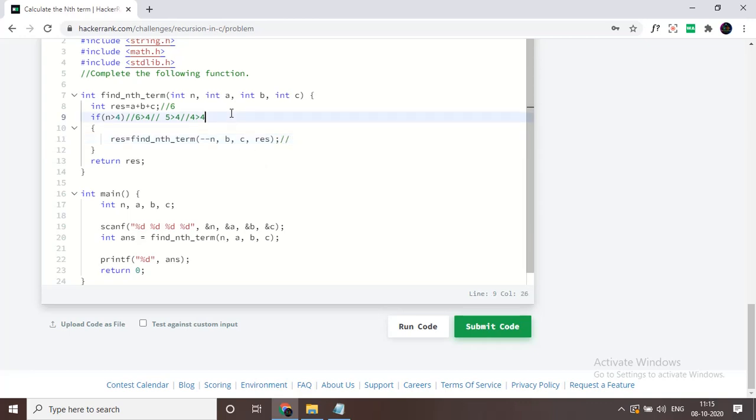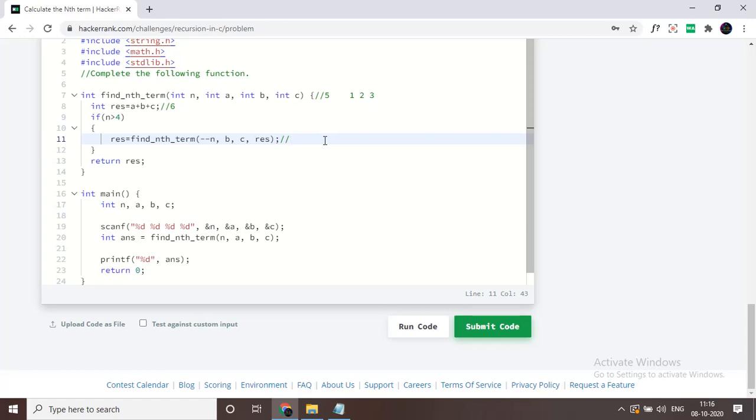For the first time, what is the output? What is the input here? What is the sample input? The sample input is like this: 5 is the input and these are the basic values of ABC. Here, this is going to be 1 plus 2 plus 3, that is going to be 6. The result is going to be 6 here. Now, I am passing here n minus minus. What is n now?